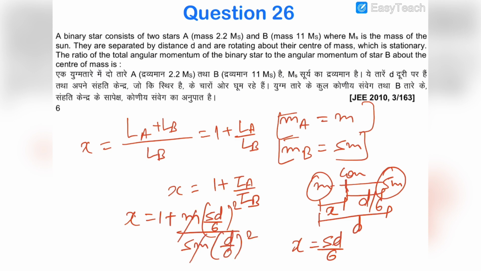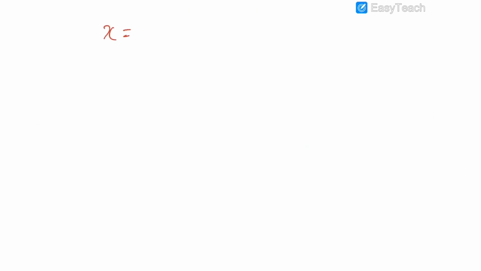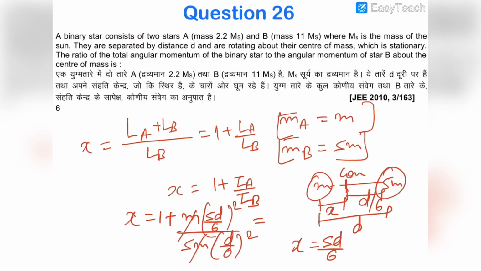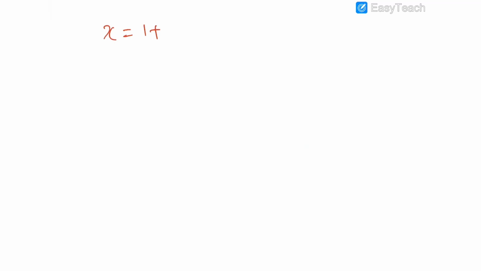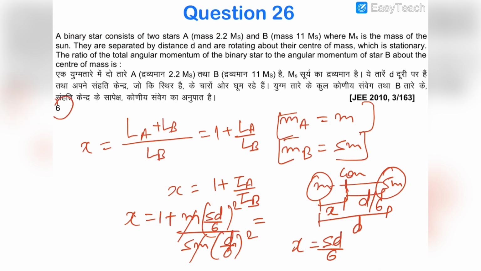So cancelling m with m, let us use another page. So x will be equal to 1 plus 25 by 36, and there would be a 36 term also in the denominator, so it would be cancelled out. So this is 5, so x is 6. So the correct answer is 6. Now we move on to the next question.